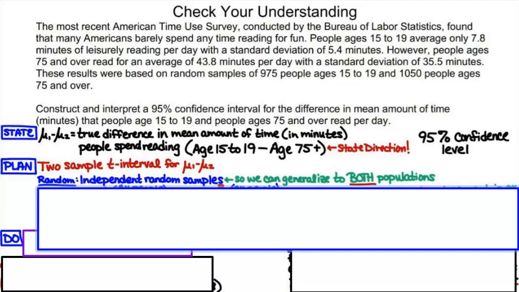If I'd had enough room here, I would have actually quoted that little bit. Random samples of 975 and 1050. That's so we can generalize to both of our populations.